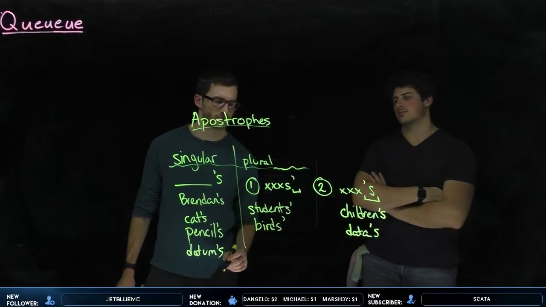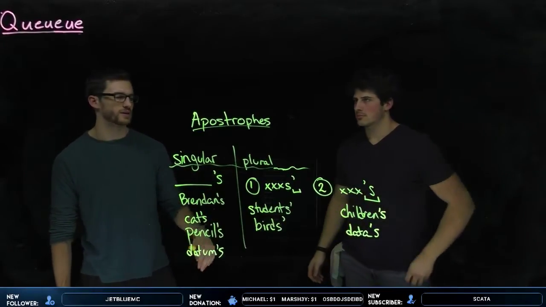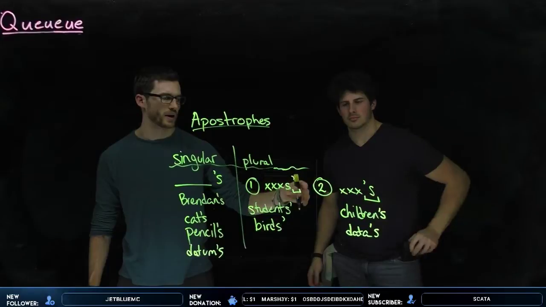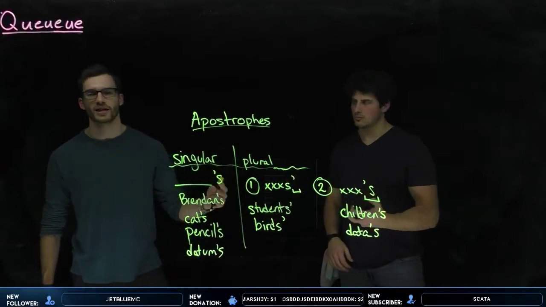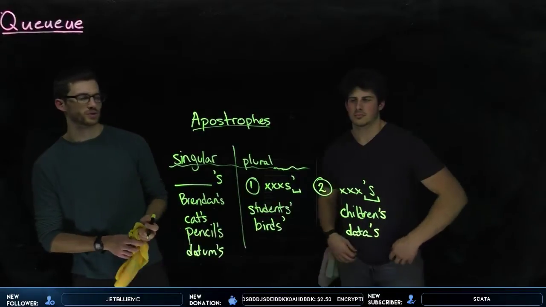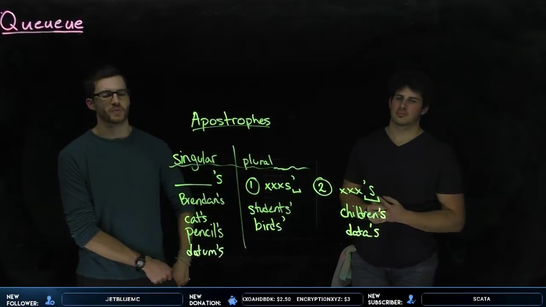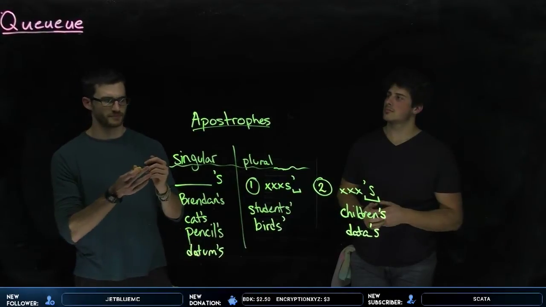The birds' nests. These are the three cases. If it's singular, just apostrophe S. If it's plural with no S, apostrophe S. If it's plural with an S, just apostrophe. That's all you add. Regardless, there's going to be an S towards the end of the word. You may or may not have an apostrophe afterwards.